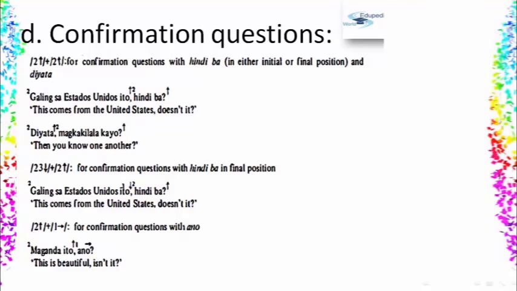And next, for confirmation questions with hindi ba in final position, we have 2-3 down, less 2 up symbol. For example, galing sa Estados Unidos ito, hindi ba? This comes from the United States, doesn't it? 2 up plus 1 preceding symbol is used for confirmation questions with ano. Maganda ito ano? This is beautiful, isn't it?